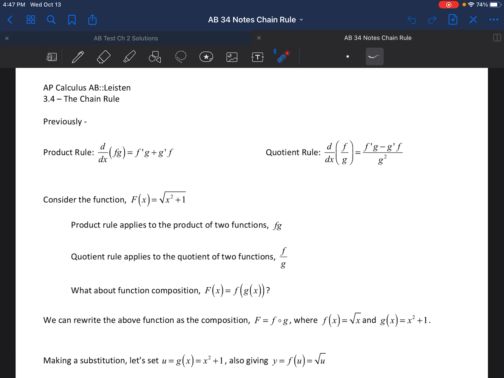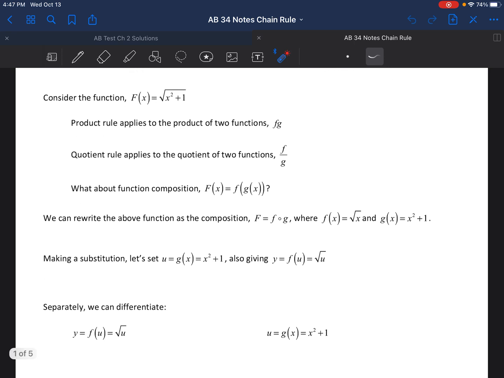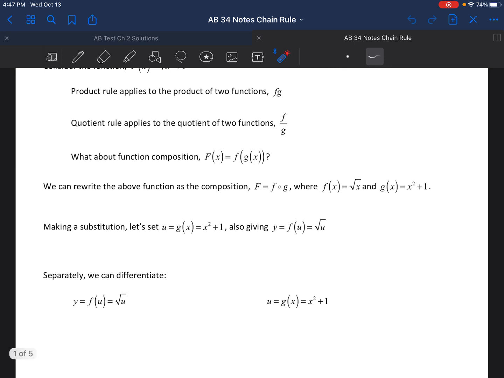Individually, we can take the derivative of one at a time. What I'm going to do here is make a substitution. I'm going to say that g of x is equal to u. That tells us that f, rather than being f of g of x, is f of u. So f of u is going to be the square root of u, where u, our input, is g of x, or x squared plus 1.